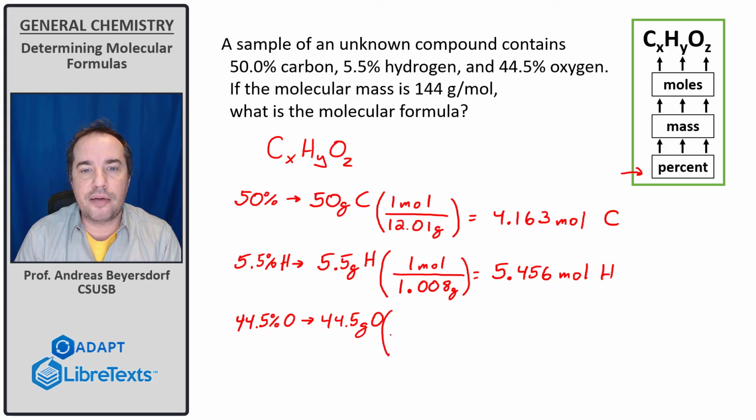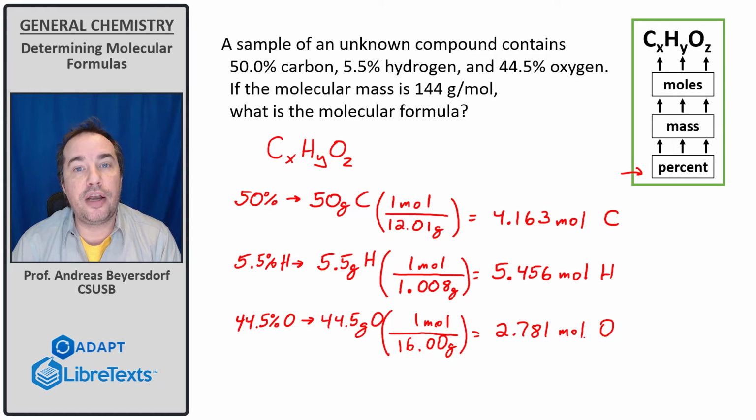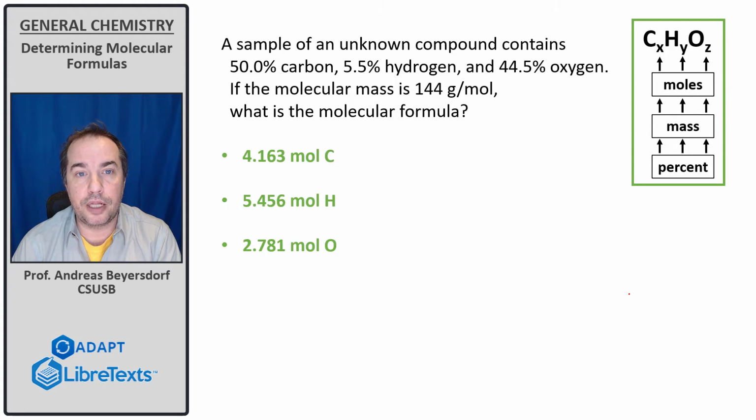And then we do the same thing for our oxygen. Oxygen is 16.00 grams is 1 mole from the periodic table. And so that's going to get us 2.781 moles of oxygen. So now we have the number of moles of carbon, hydrogen, and oxygen. So now we can go ahead and try to figure out the empirical formula.